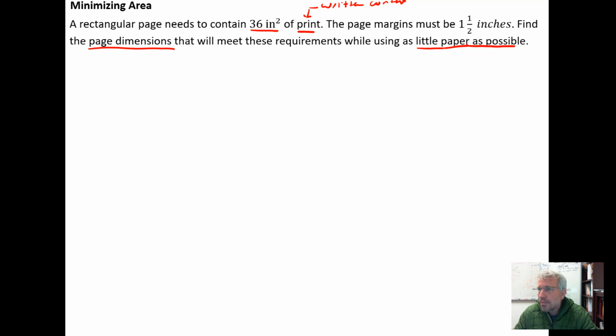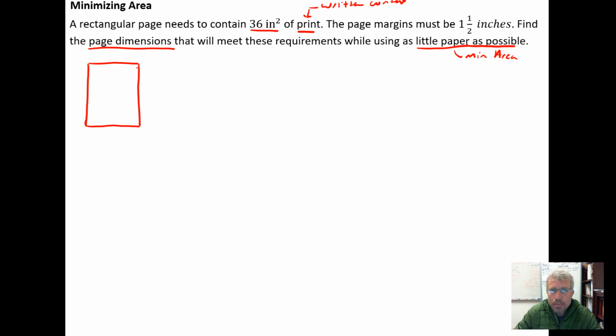So if you're trying to minimize the amount of paper that you're using, you have a sheet of paper, then you're really trying to minimize area. And there's going to be two different ways that you can set this problem up, and we really want to look at both of them.